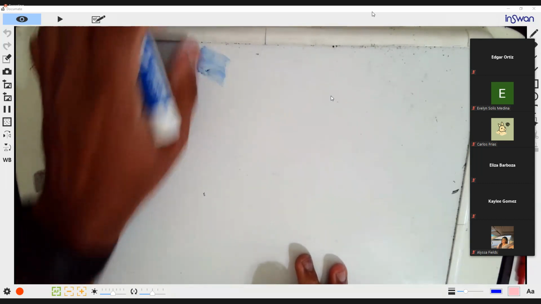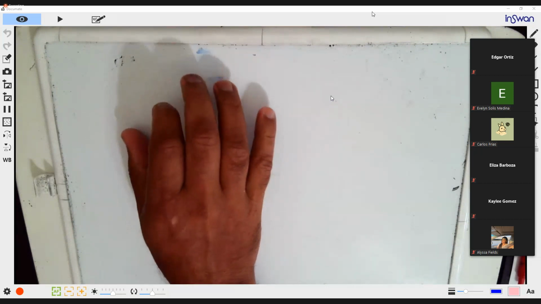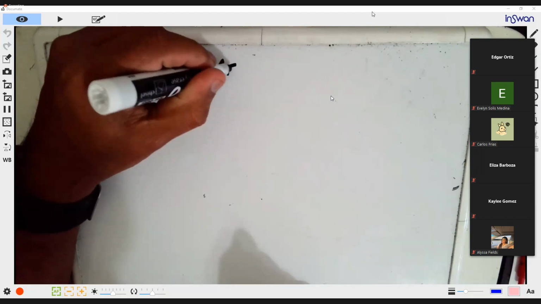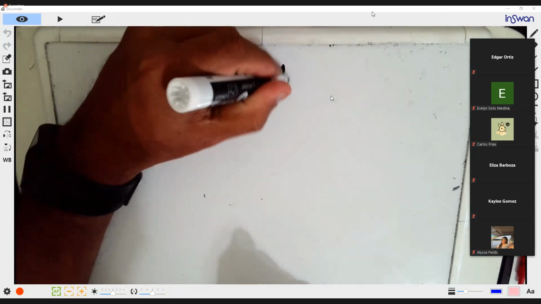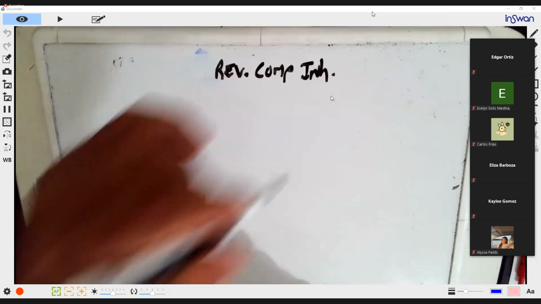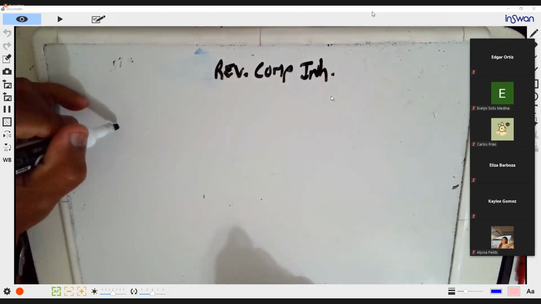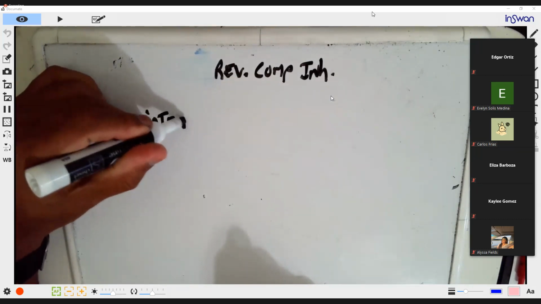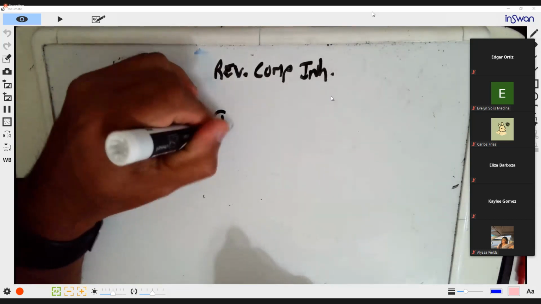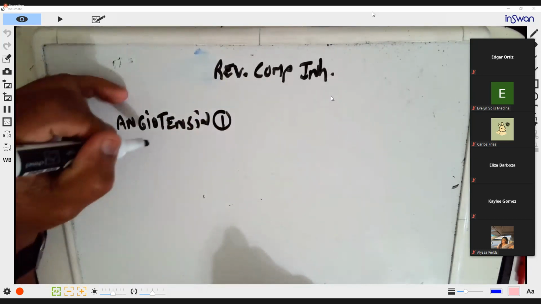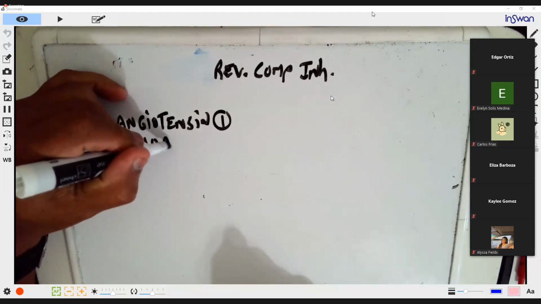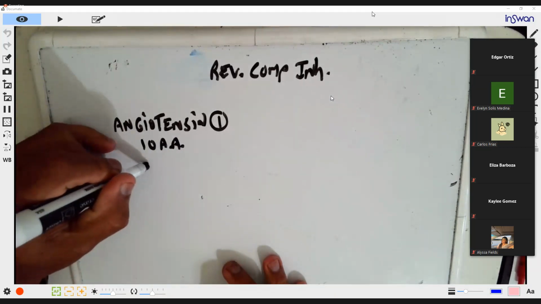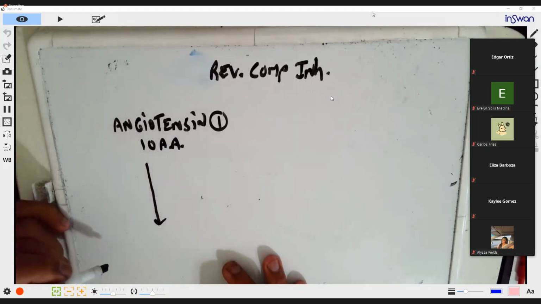Now we're talking about reversible competitive inhibition, because we're still competing for the active site. There's a protein in your blood called angiotensin 1. It's about 10 amino acids long. AA means amino acids here. So it's a really small protein. It's converted by an enzyme called ACE.